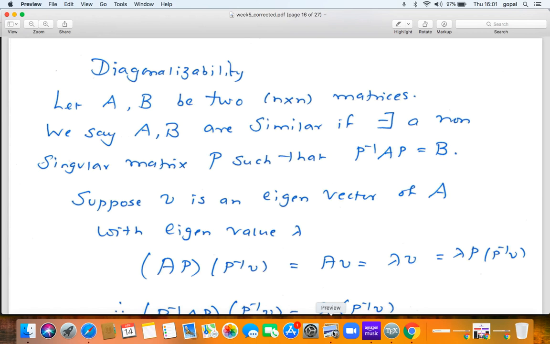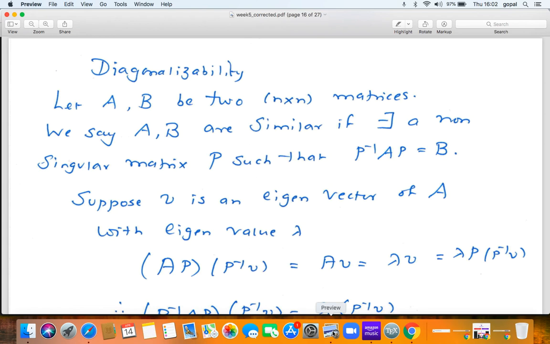Observe that if A is similar to B, then B is similar to A. Why? How do I get the reverse one? A equals PB P inverse, and P inverse can be written as Q. So write P inverse as Q, then PB P inverse is Q inverse BQ. So there exists a non-singular matrix Q such that A equals Q inverse BQ. So if A is similar to B, then B is similar to A. A is similar to A. Why is A similar to A? Take P to be the identity matrix.